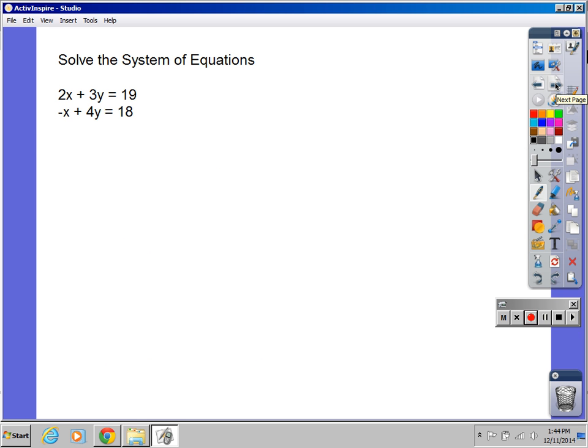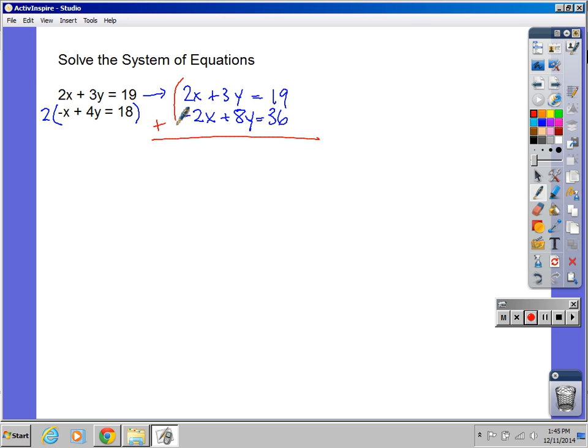Last, solve the system of equations. If it doesn't state a method, you can use any method. All right, so in this particular case, it looks like elimination works out pretty well because I can multiply this by 2. So I end up with negative 2x plus 8y, and that's going to equal 36. And then my original equation didn't change, so I still have 2x plus 3y equals 19. And then I add them together. Now the reason I had to multiply first is because what I want is this action here, the positive 2x and negative 2x to cancel out. And I get 11y, and that's going to equal 55, which tells me that y ends up being 5.